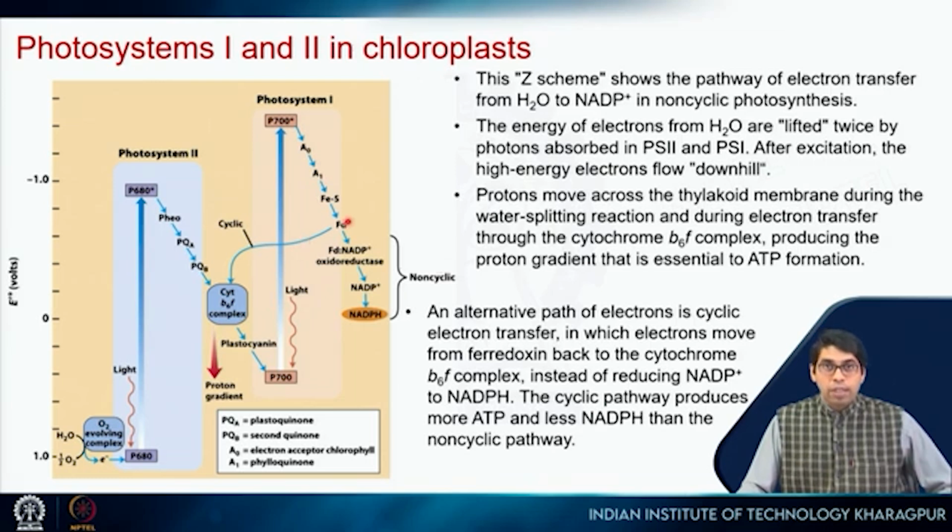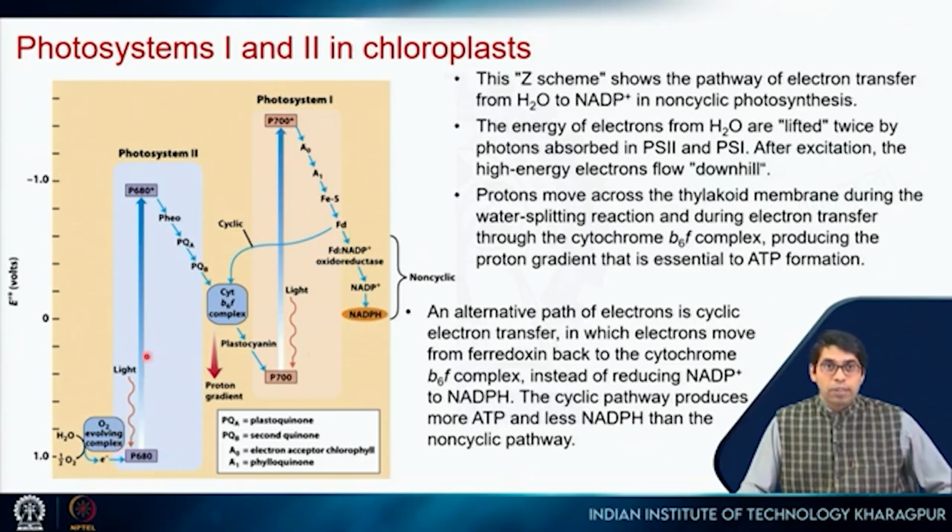Another event happens where this ferredoxin hands over the electron back to this cytochrome B6F complex. So, instead of passing it on to NADP plus, it hands over the electron to this complex, where it passes it to plastocyanin and again to photosystem 1, resulting in pumping of more protons, and then again it goes here, right.